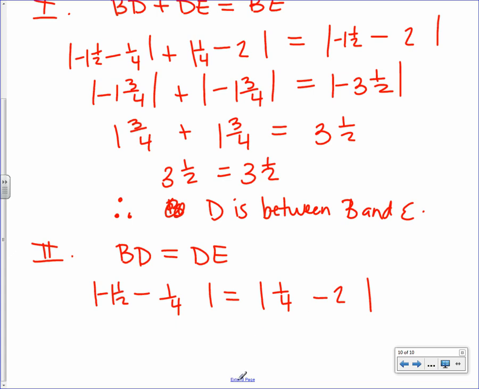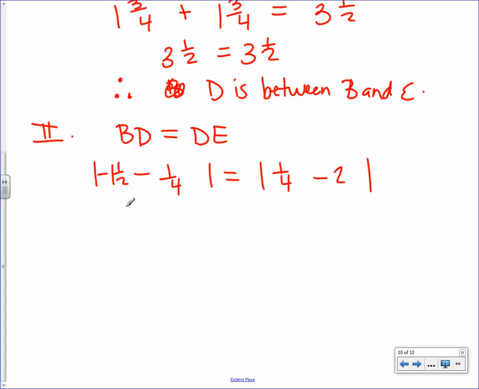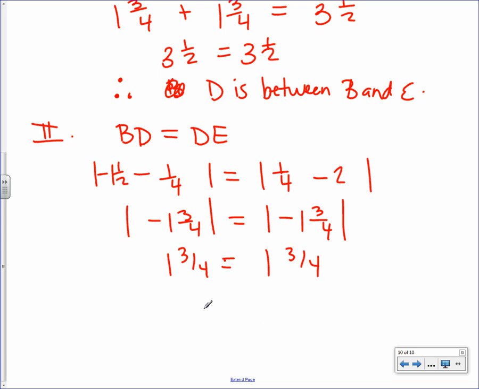Okay. What's negative 1 1/2 minus 1/4? Negative 1 3/4. What's 1/4 minus 2? Negative 1 3/4. Absolute values, I get 1 3/4 equals 1 3/4. Is that true? Therefore, D is the midpoint of BE.